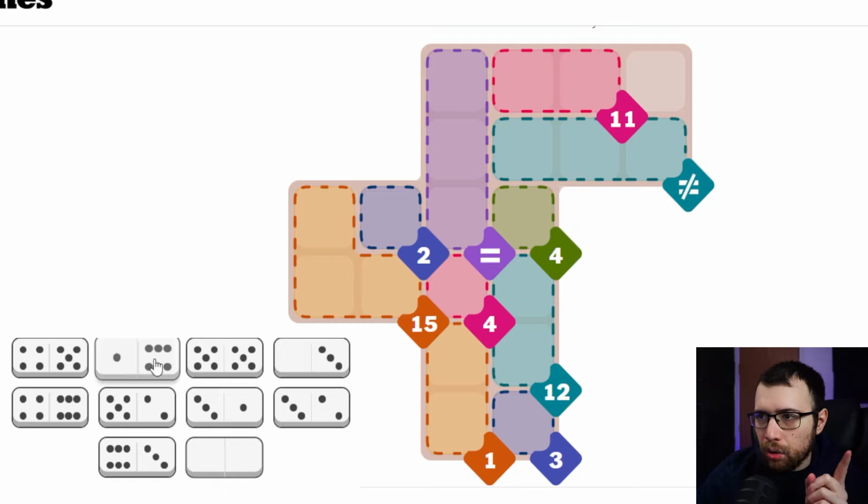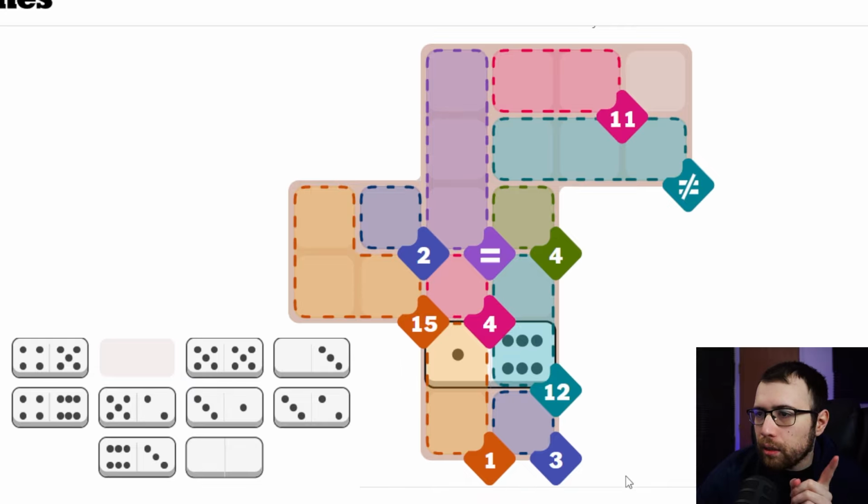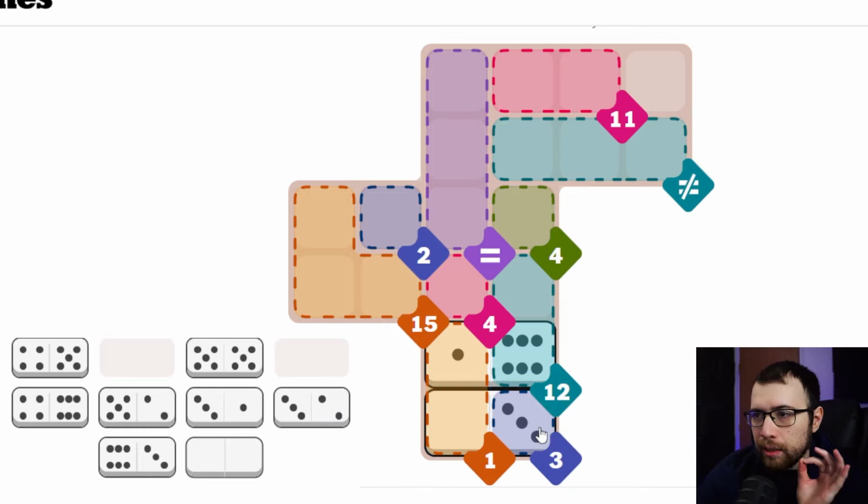Okay, so I believe we don't have a 6-0. So let's put in a 6-1 right here. And then this other one, that would mean it has to equal 1 here. So it's a 3-0. And there we go. That's how we get started. So now we need a 6 here. Oh, a 6-4? Well, either way, we're going to need a 6-4 here.